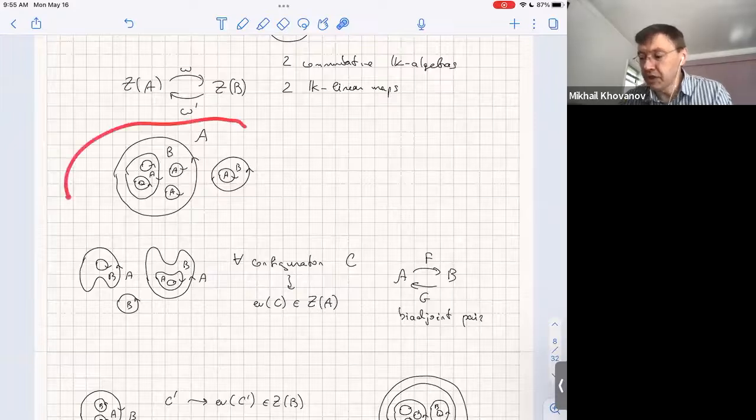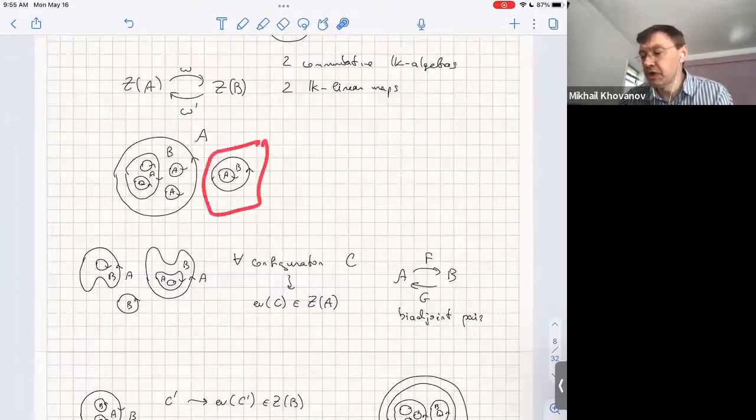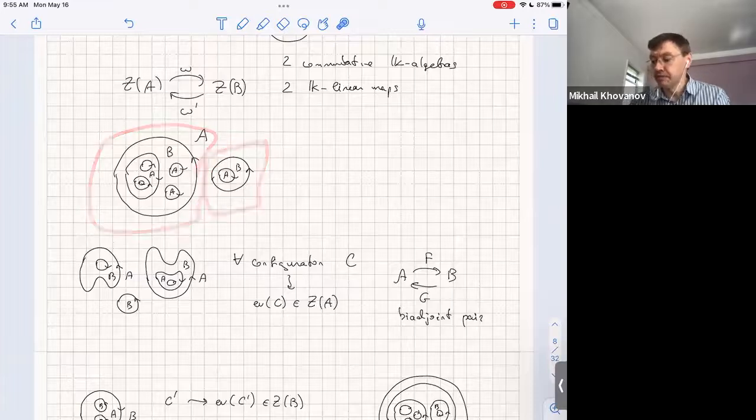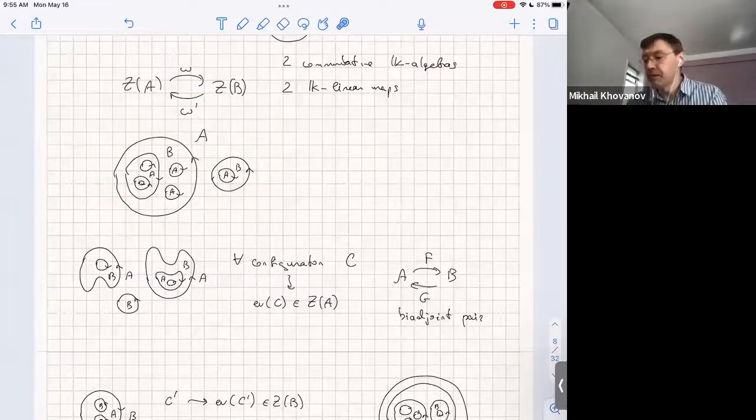In particular, a configuration like this gives you an element of the center of A. And to multiply two such elements, you put them next to each other. And you can wrap things around to get an element of the center of B.